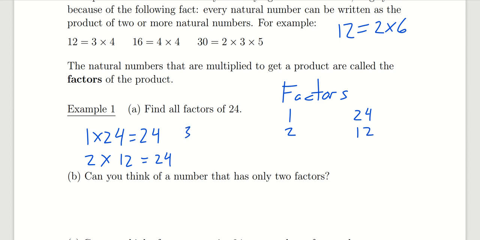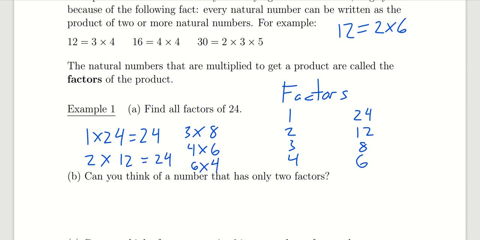3 also goes into 24. 3 goes in 8 times. So 3 and 8 are going to be factors. 4 goes into 24 6 times. So 4 times 6. So both 4 and 6 are factors of 24. Now 5 will not go into 24. So 5 is not a factor of 24 because there is not a natural number that you can multiply by 5 to get 24.